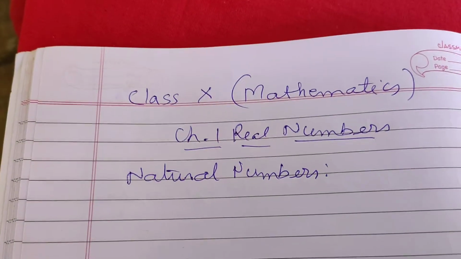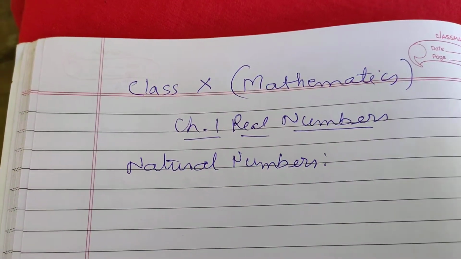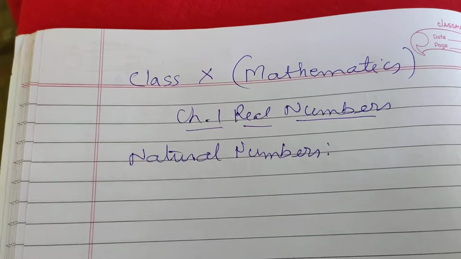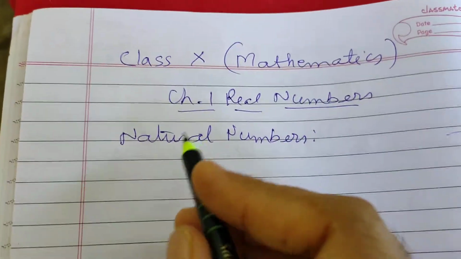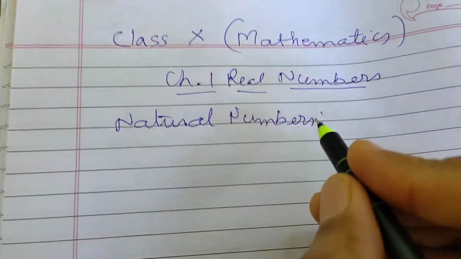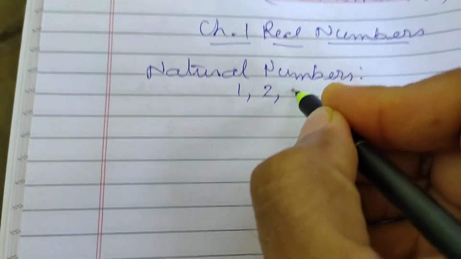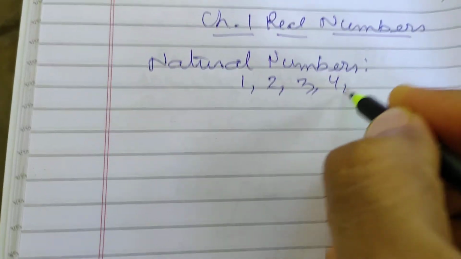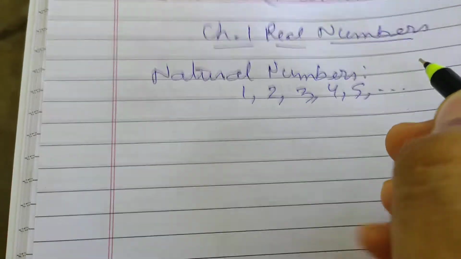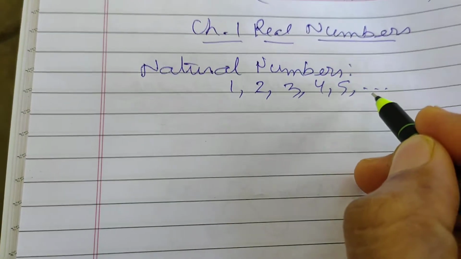Class 10th Mathematics, Chapter number 1, Real Numbers. First of all, we'll recall what are natural numbers. Natural numbers are the numbers starting from 1, 2, 3, 4, 5 and so on. The three dots mean the numbers are going on.